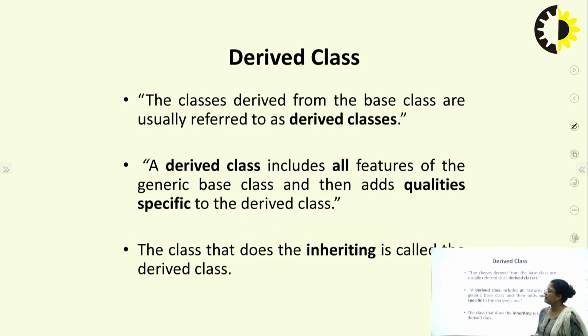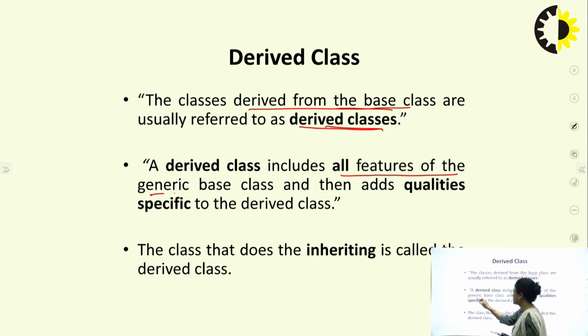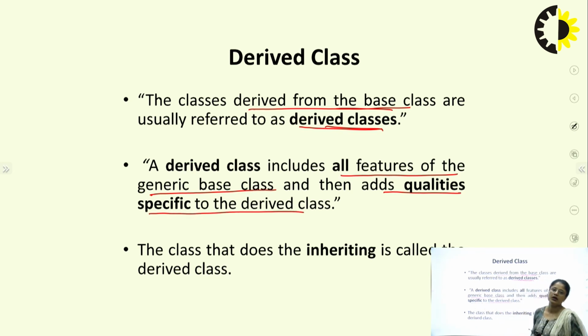Now how do we look at the derived class? The derived class is the class which inherits. The class which is derived from the base class, or rather which inherits from the base class, is referred to as the derived class. So the derived class includes all the features of the base class from which it is inheriting, and in addition to that it has qualities specific to that particular class. This point will be clearer as we take more examples in the subsequent slides. The class that does the inheriting is called the derived class. So we can say the base class is the class which is inherited, and the derived class is the class that does the inheritance. These are the two ways of looking at base class and derived class.